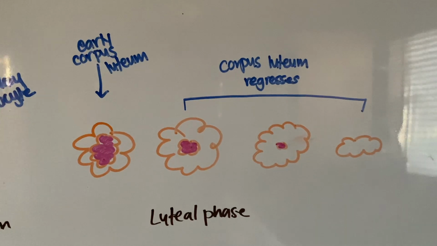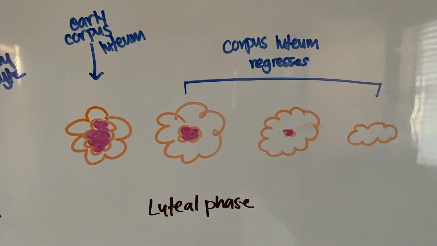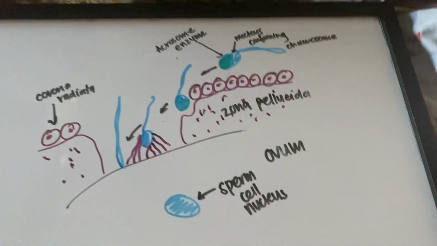After ovulation, the follicle becomes an endocrine gland called the corpus luteum. As the luteal phase goes on, the corpus luteum regresses.